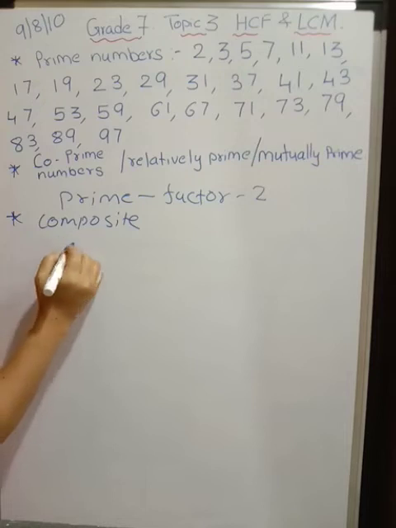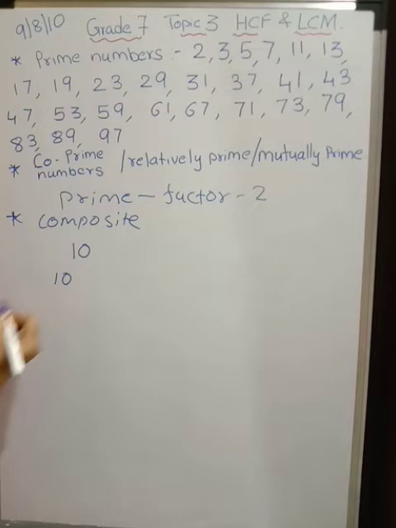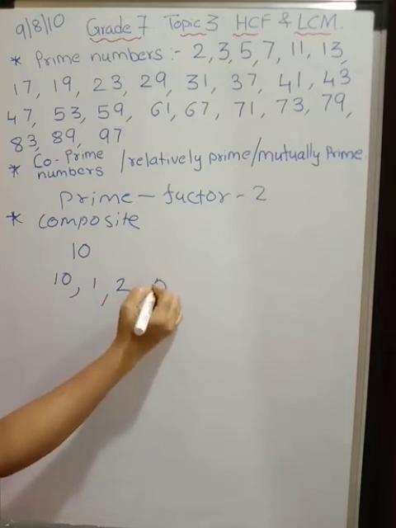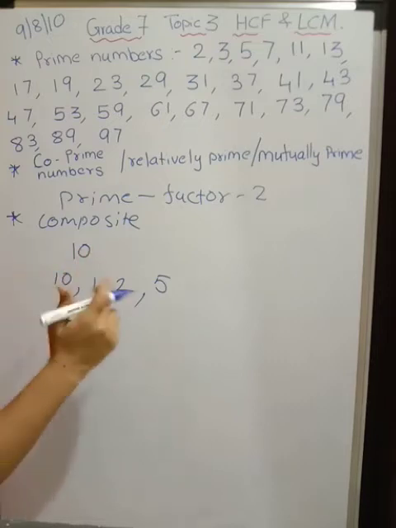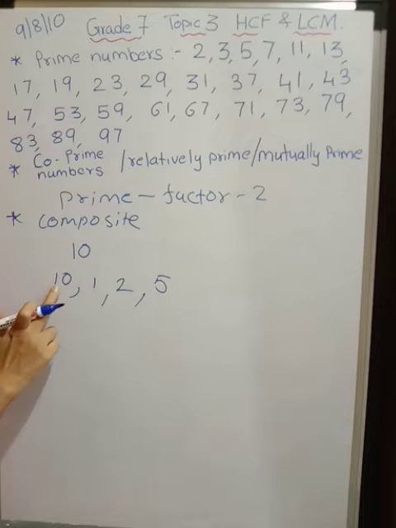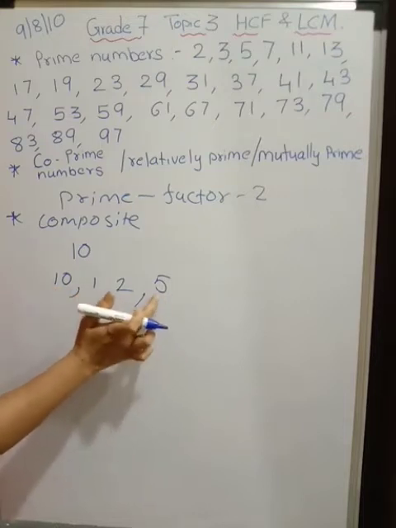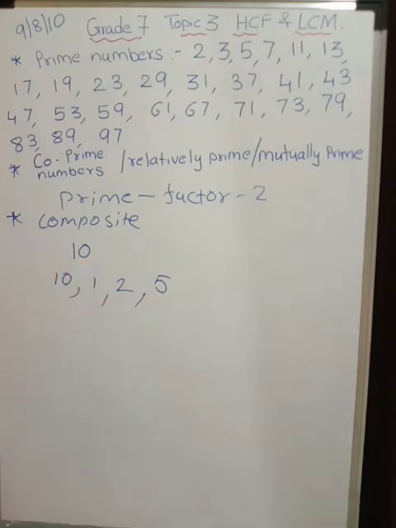For example, say 10. 10 is divisible by 10 and 1. But apart from these, 10 is also divisible by 2. It is also divisible by 5. So there are 1, 2, 3, 4 factors for 10. And therefore, all those numbers which have more than two factors, that is, other than the number itself and 1, there are other numbers also which divide this number completely, are called composite numbers.